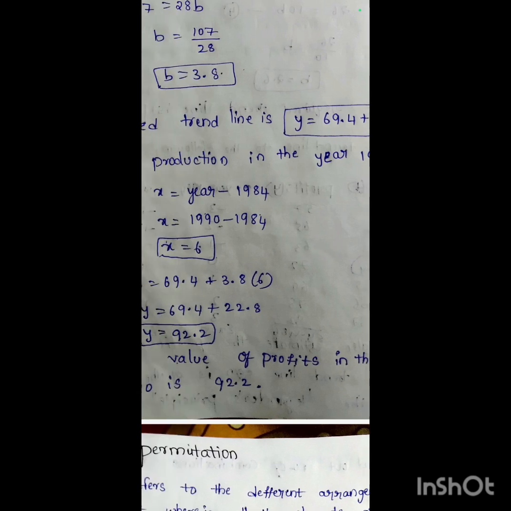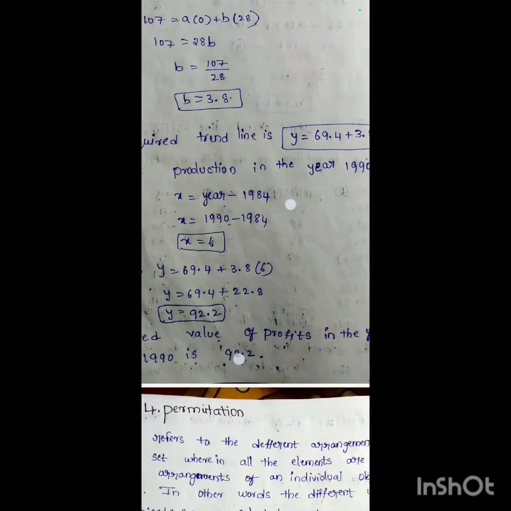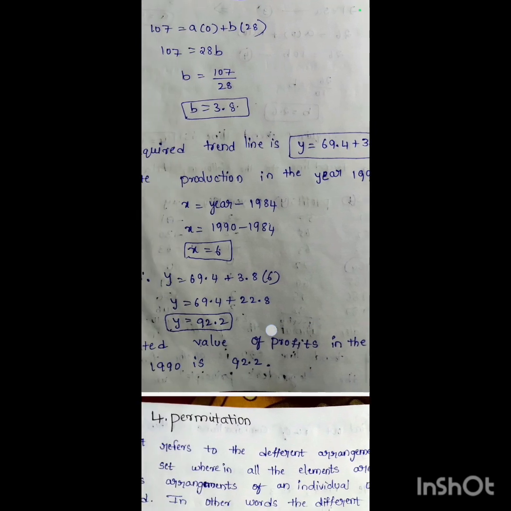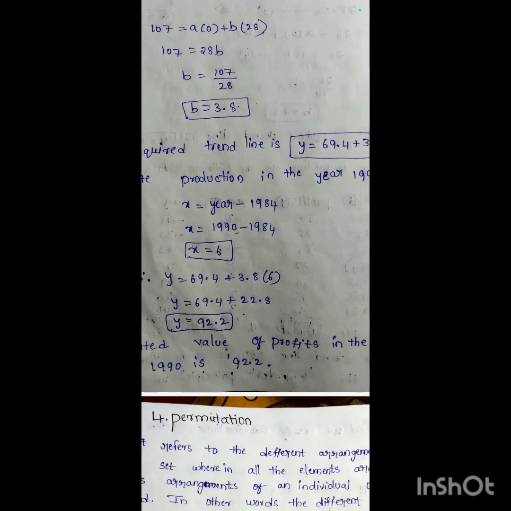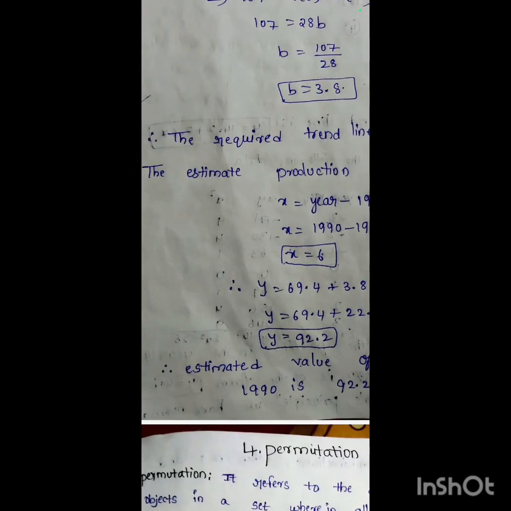Profits. So in the year 1990, you have to substitute the x value: 1990 minus 1984, that is x value, you get 6. Substitute that value in our required trend line equation, that is 69.4 plus 3.8 into 6, which gives 22.8. So the rounded off value is 92.2, approximately 92.